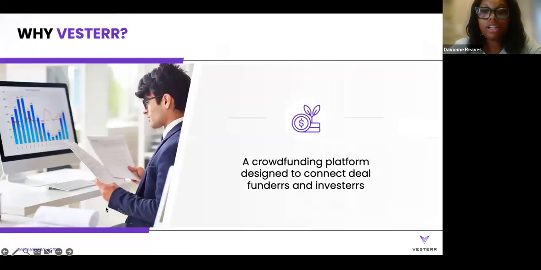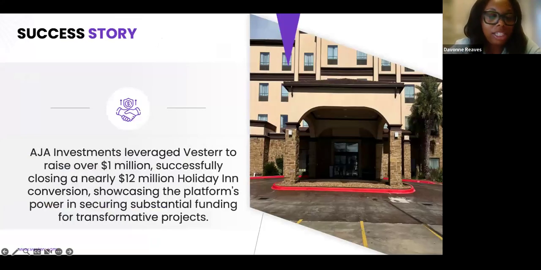So why Vestor? Our job is to connect funders, we call them funders, the folks who are raising capital, to investors. So we do have some success stories. I actually need to add another one. AJA Investments actually used Vestor to raise $1 million, and they acquired about a $12 million Holiday Inn conversion in Lake Charles, Louisiana.